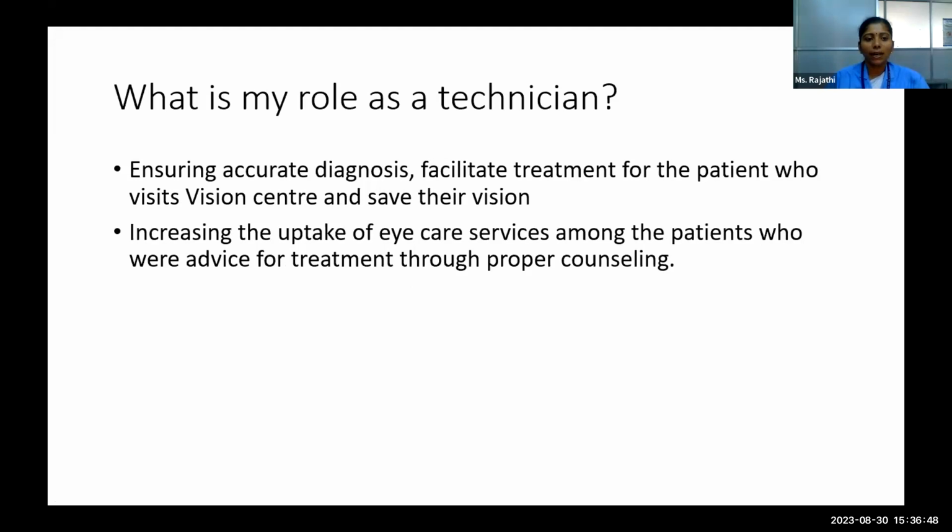What is my role as a technician in the Vision Center? Ensuring accurate diagnosis, facilitating treatment for the patients who visit the Vision Center, and saving their vision. Increasing the uptake of eye care services among the patients who are advised for treatment through proper counseling.